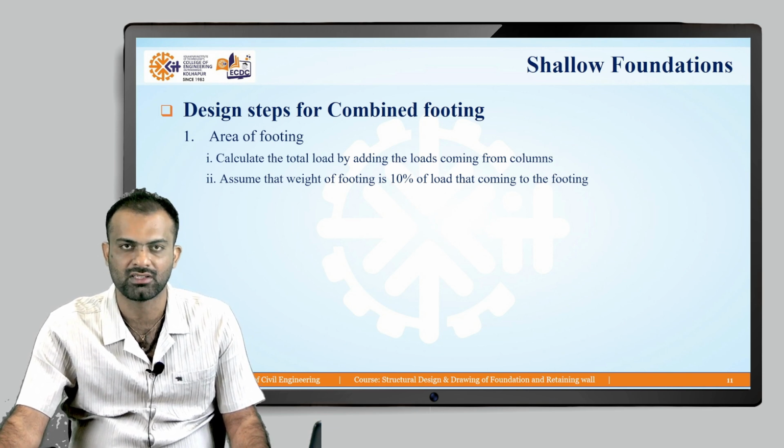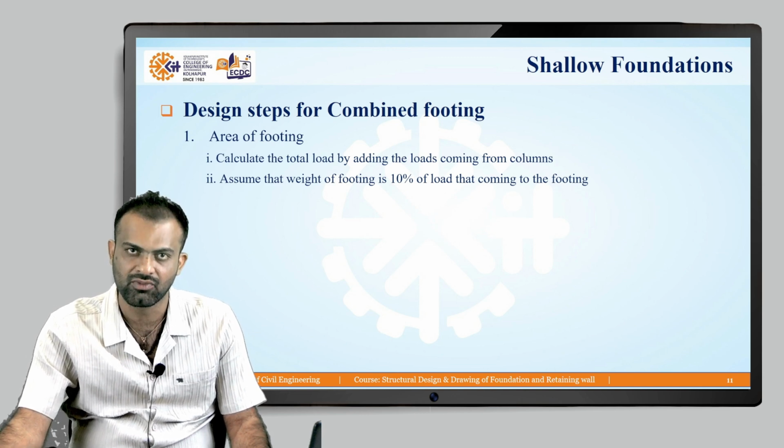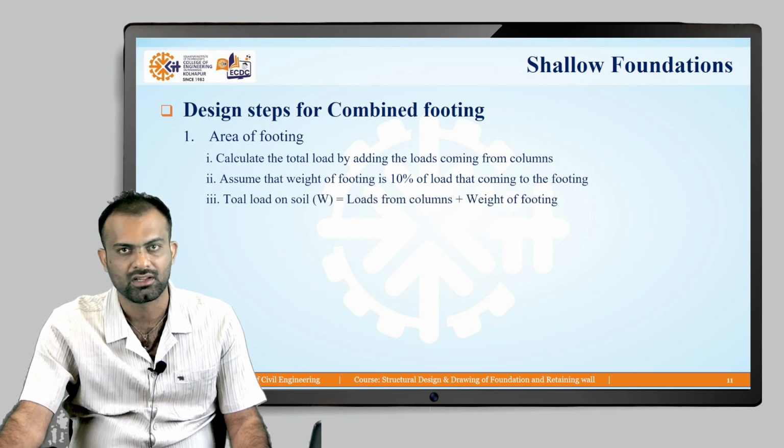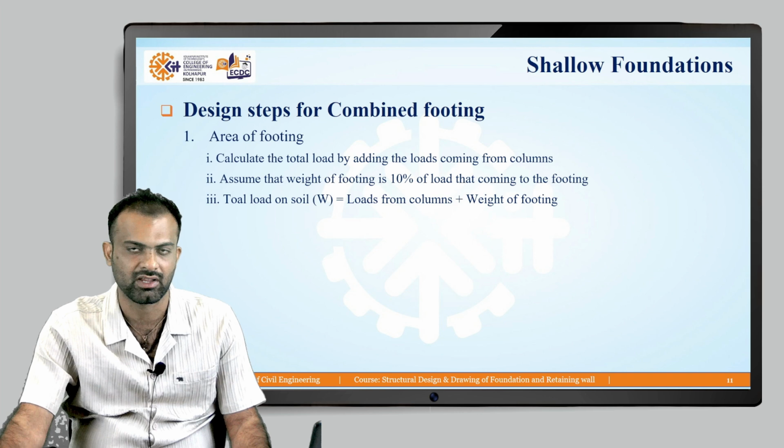For example, if one combined footing is supporting two columns, from one column a 60 kilonewton load is coming, and from the other column an 80 kilonewton load is coming. So the total load is 140 kilonewton. We assume the weight of that footing as 10% of the total load. That means in this scenario, 14 kilonewtons is assumed as the weight of the footing. So it is an example. Then the total load on the soil is the load from the columns plus the weight of the footing.